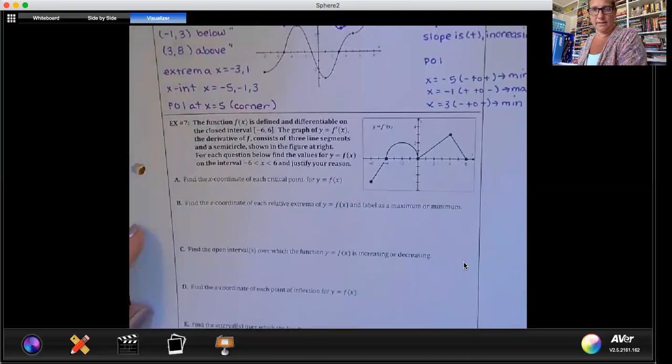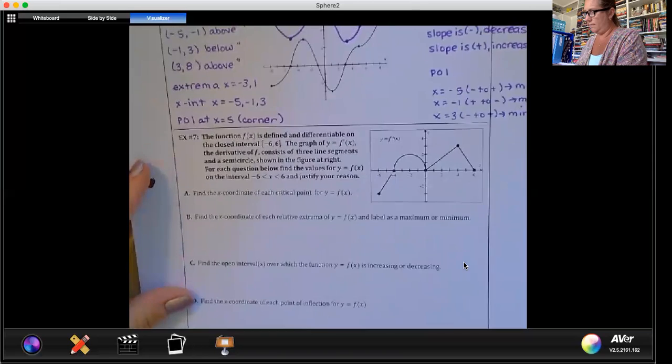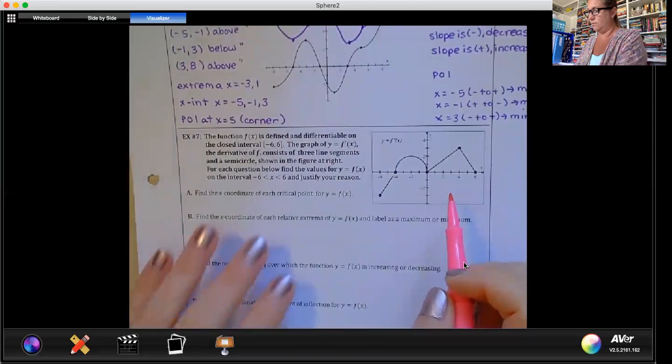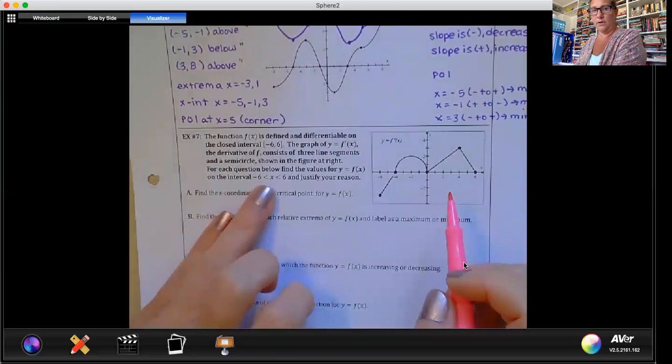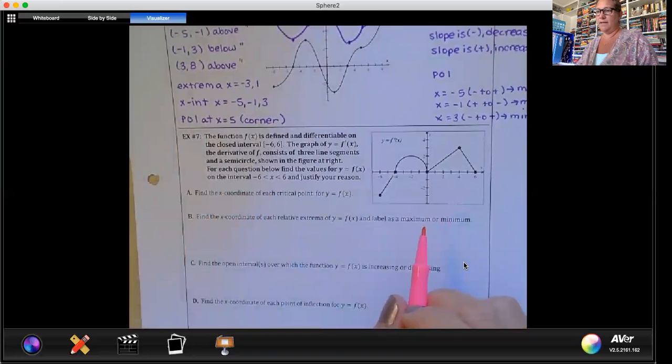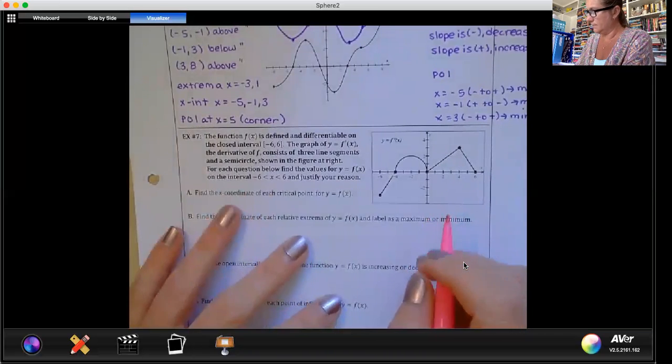Taking a look at example number 7, the function f of x is defined and differentiable on the closed interval from -6 to 6. The graph of f prime is shown here. For each question, find the value of y equals f of x on the open interval from -6 to 6 and justify your reason. So find the x-coordinate of each critical point for y equals f of x.